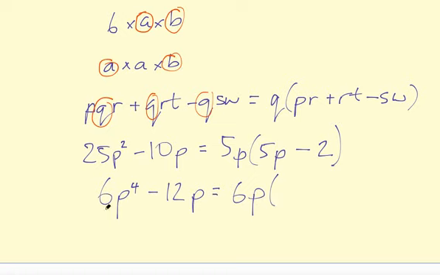And then if I take 6p out of 6p to the power of 4, remember that's just p to the power of 4, not 6 to the power of 4 as well. So I've got p to the power of 3 left, and then minus 2, since 12 divided by 6 is 2, and the p is in the common factor. So that's the factorization: 6p bracket p to the 3 minus 2.